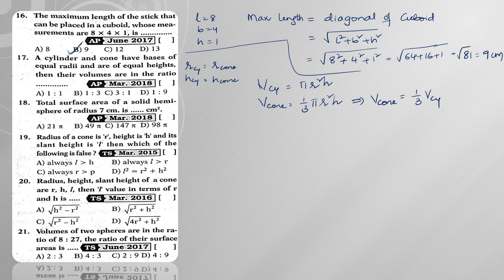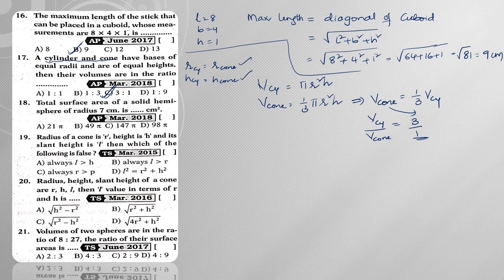Now what is he asking? The order is cylinder and cone, so the same way we are going to consider. Volume of cylinder by volume of cone is given by 3:1. So the volume of cylinder will always be 3 times the volume of cone when they have equal radius and equal heights, right? If he asks in reverse order, volume of cone by volume of cylinder, then you need to consider 1:3, right?